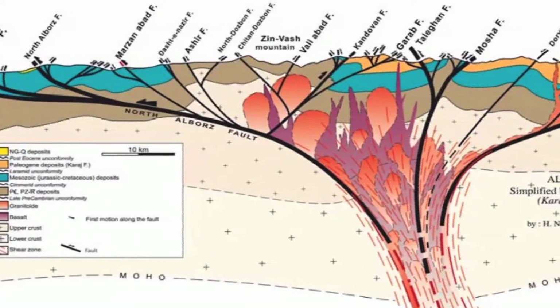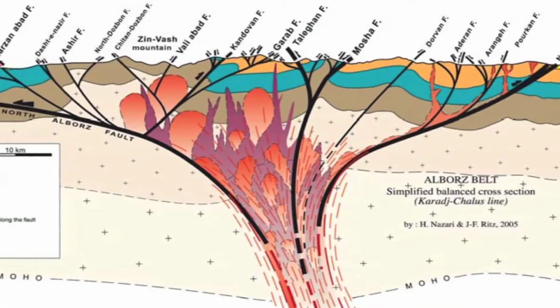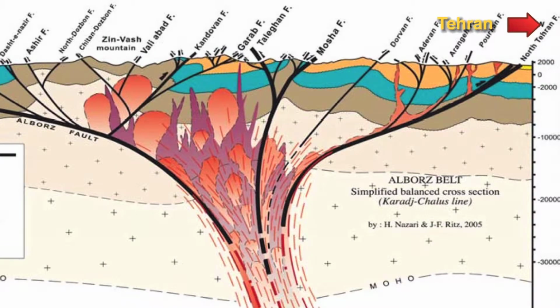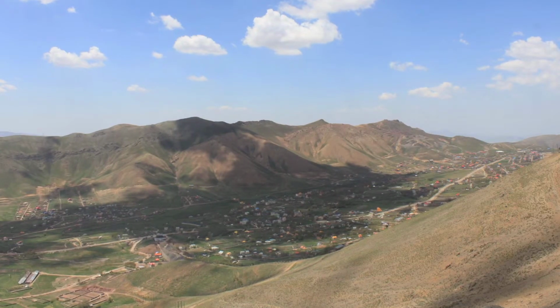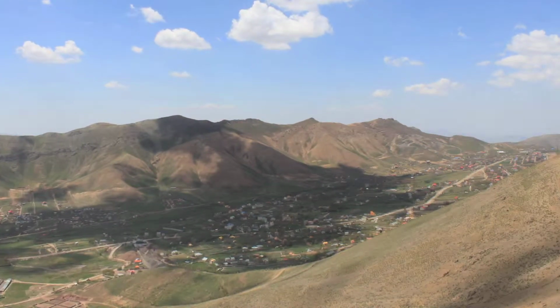A cross-section through the Alborz Mountains reveals the deep structure. Tehran is at the right-hand side of this cross-section. There are numerous low-angle faults that form what is called a flower structure. Some of these faults pose a serious seismic hazard to Tehran, such as the Mosha Fasham fault.